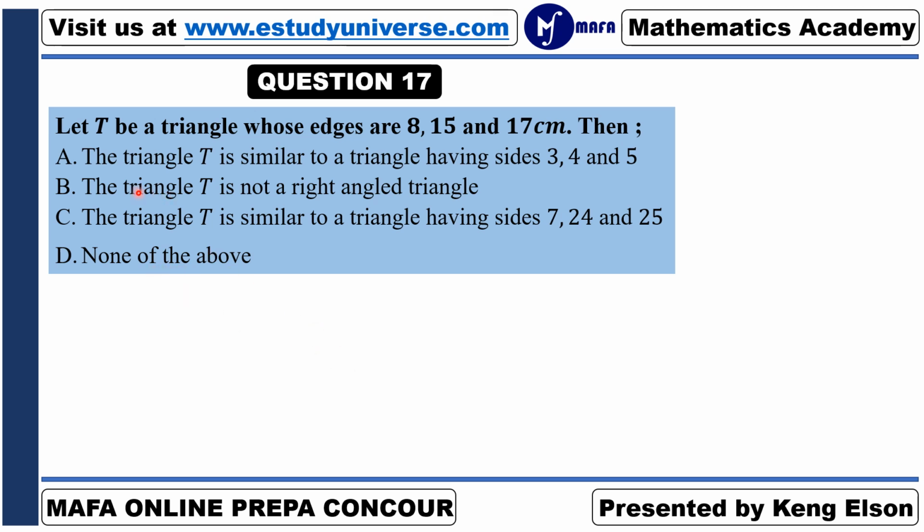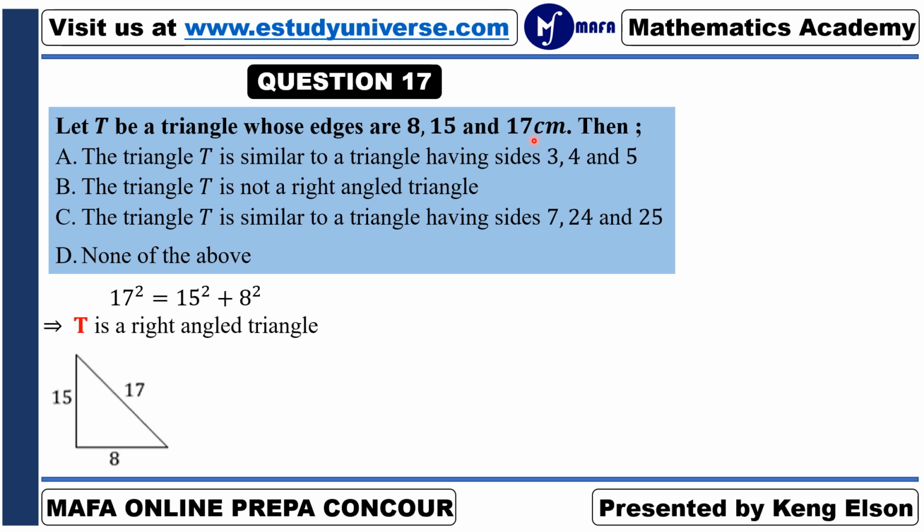So let's begin with option B. Whenever you're given 3 sides that form a triangle, the first basic triangle you have to test for is a right angle triangle. So you have to test if the square of the longest side is equal to the sum of the squares of the other 2 sides. In this situation, it is, because 8, 15, and 17 are Pythagorean triplets. So it means that the triangle T is a right angle triangle. We can sketch it. Now let us say that is the triangle T.